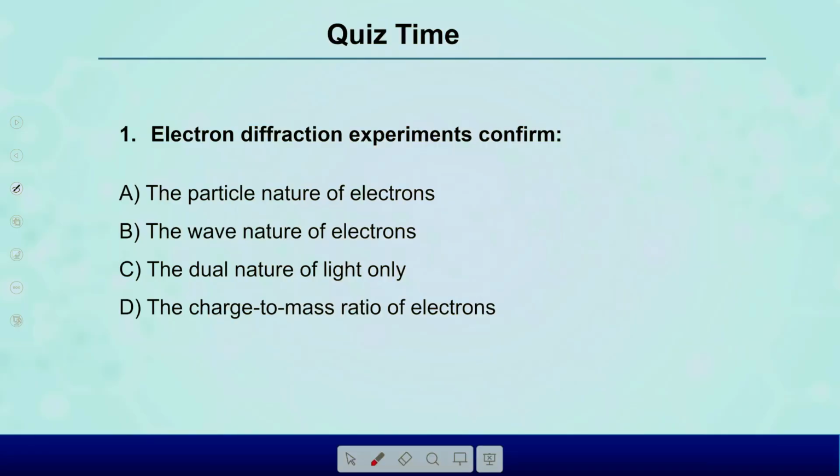Let's begin with the first question. Electron diffraction experiments confirm option A, the particle nature of electrons, option B, the wave nature of electrons, option C, the dual nature of light only, and option D, the charge to mass ratio of electrons.